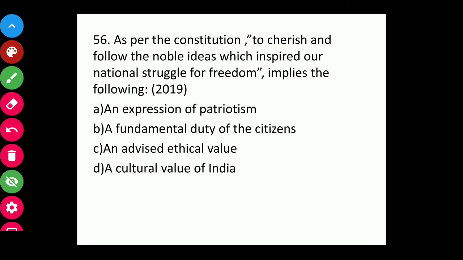As per the Constitution, to cherish and follow the noble ideals which inspired our national struggle for freedom implies the following: an expression of patriotism, a fundamental duty of the citizens, an advised ethical value, a cultural value of India. So the answer is a fundamental duty of the citizens.